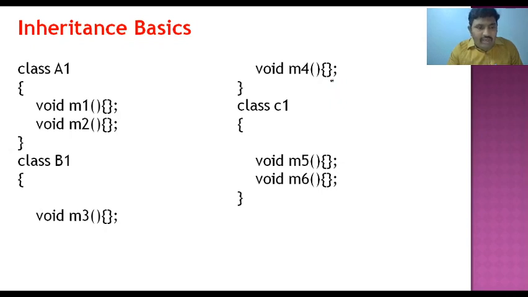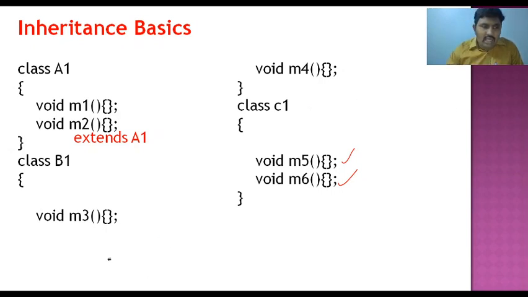and I have class B1 having M3, but here also I have a requirement of M1 and M2. But how is that requirement solved? Wait for some time. And also I have my class C1, which has the methods M5 and M6, but we have a requirement of M1, M2, M3 and M4 also in C1. So how is this solved? By using inheritance. Here we can use a keyword called extends A1. We use a keyword concept called inheritance, where the child class gets the properties from the parent class.